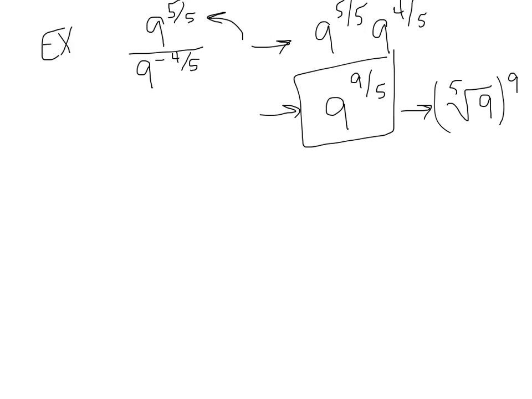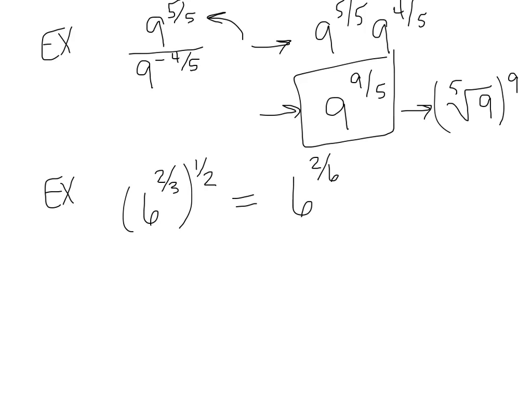Next example. When you have your fractions and they multiply, we have 6 to the 2/3, and that is raised to the exponent of 1/2. So this is one where we multiply exponents because it's an exponent raised to an exponent. So we end up with 6 to the 2/6. When you multiply fractions, remember you multiply straight across the top and straight across the bottom. And when you're done, make sure you do look and fully reduce.